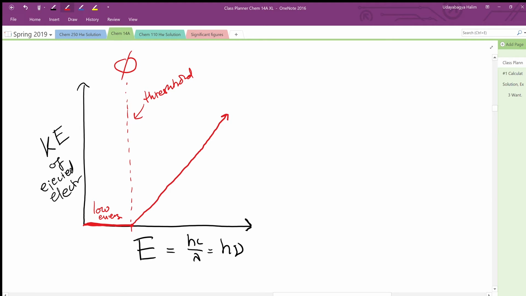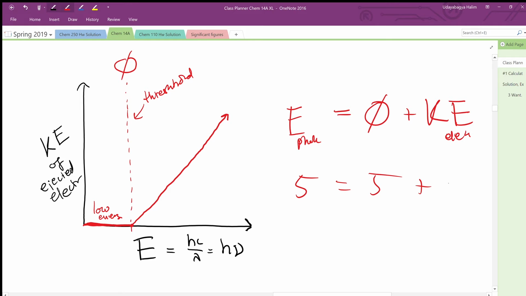Well, this is an entire spectrum, right? I'm just trying to show that red light is low energy, UV light is higher energy, and so on. The energy of the photon is the energy of the work function, so kinetic energy is going to be 0, and no electrons will be ejected. The energy of your photon equals the work function plus the kinetic energy of the electron. So if this is 5 equals 5 plus x, x must equal 0.